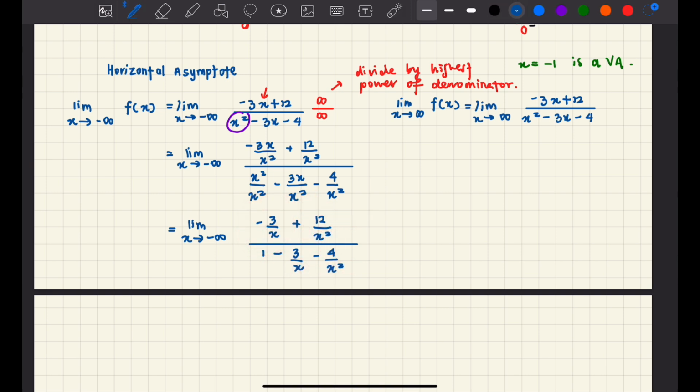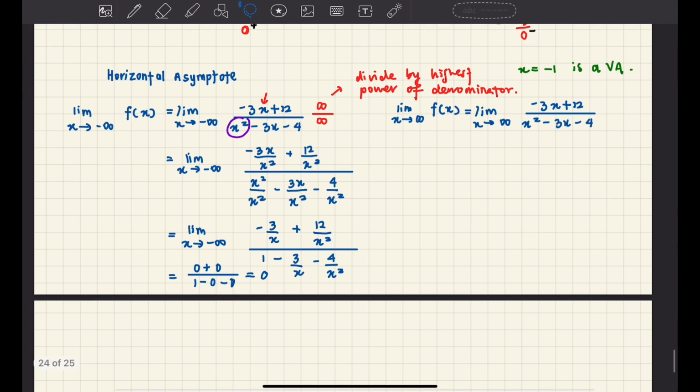So from here, negative 3 divided by infinity is 0, and 12 divided by infinity squared is also 0. Then your denominator is 1 minus 0 minus 0. So our final answer from here is going to be 0. So this is what we get.